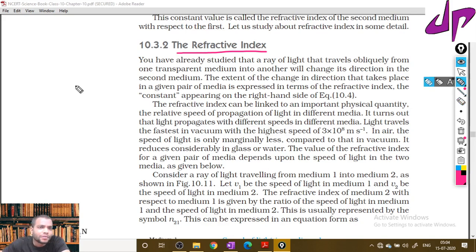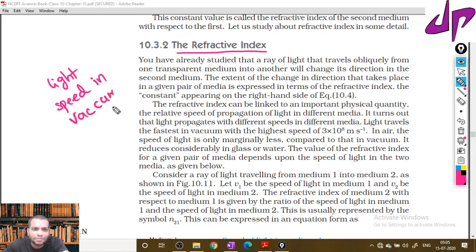We know that the fastest person in this universe is light. Light speed in vacuum or air is almost the same. In vacuum or in air, its speed is 3 times 10 power 8 meters per second. So that's why we can call it the universal fastest person.